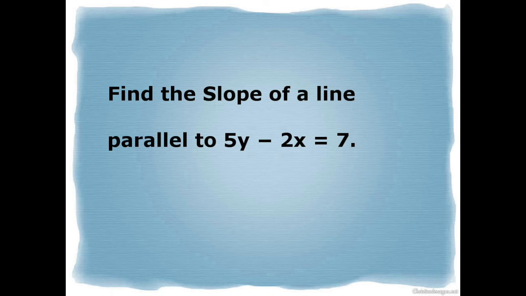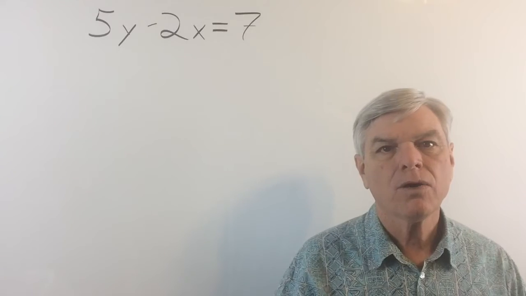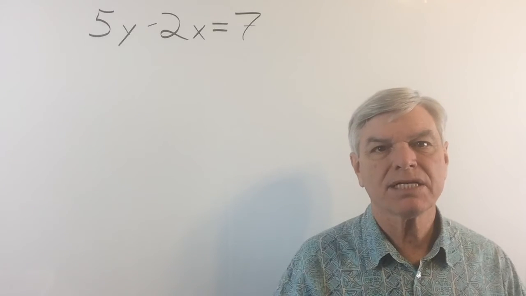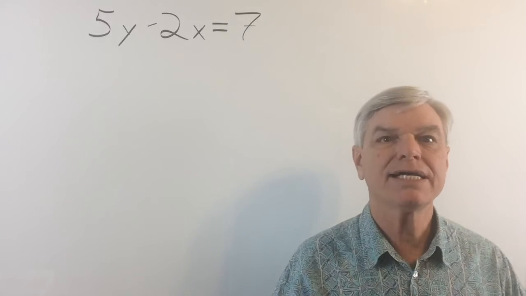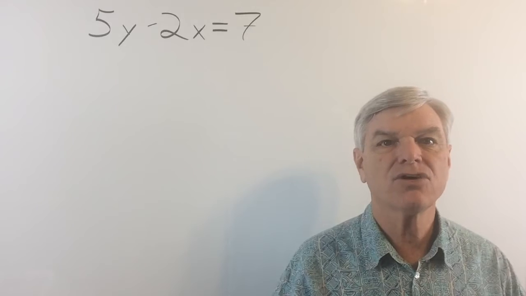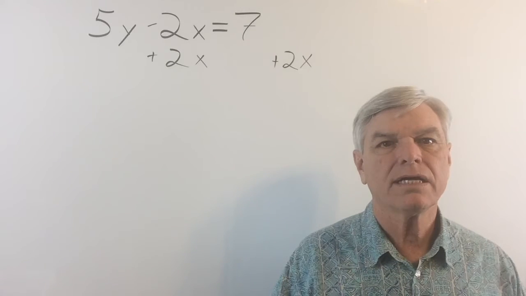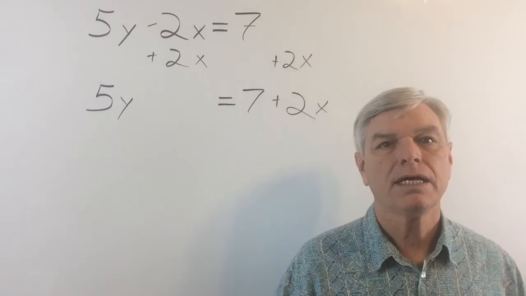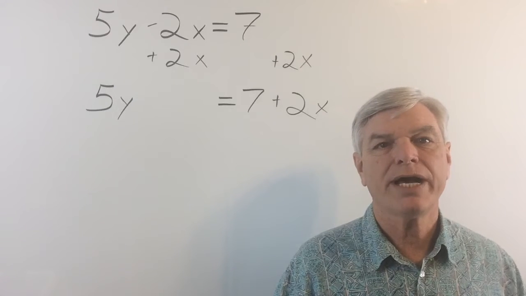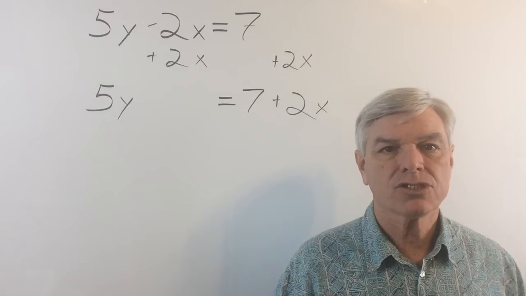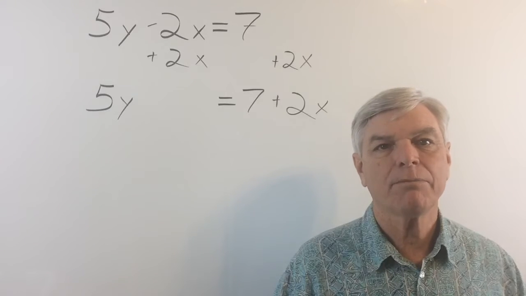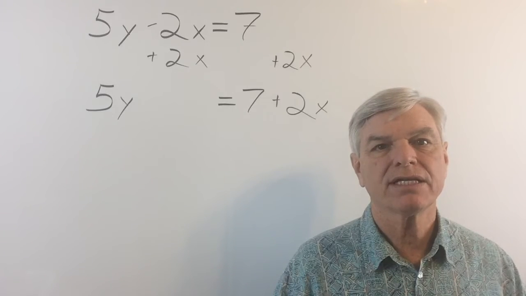Find the slope of a line parallel to 5y minus 2x equals 7. Okay, we know that y equals mx plus b, which means we need to isolate our y. Let's get our x over on the other side. Let's bring all that down. And as you probably know, that 2x should be in front of the 7. But we're just trying to find the slope, and so the 7 is not important to this, so we're just going to leave everything alone.